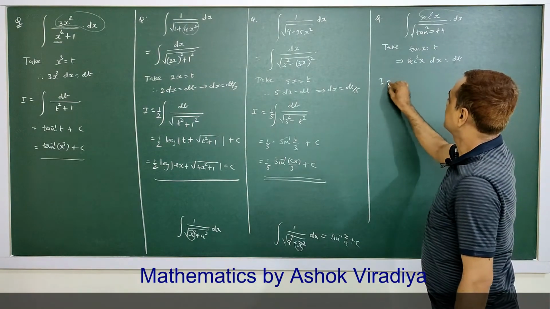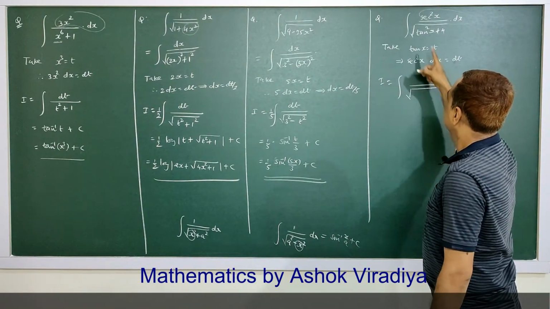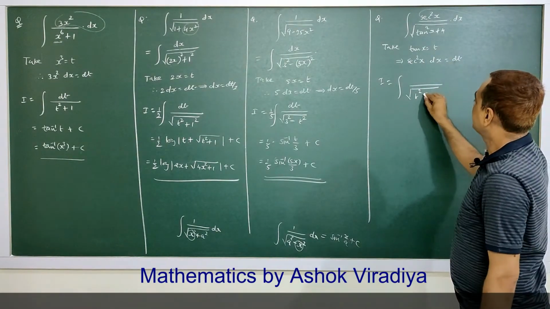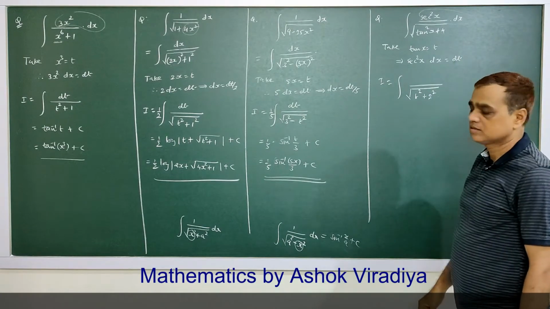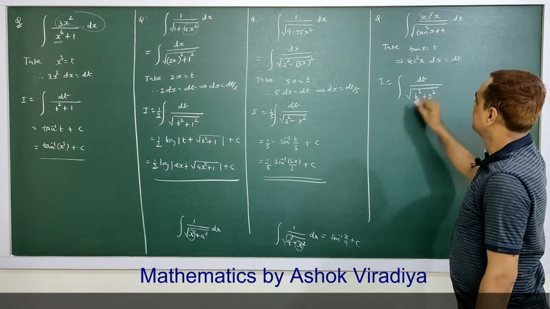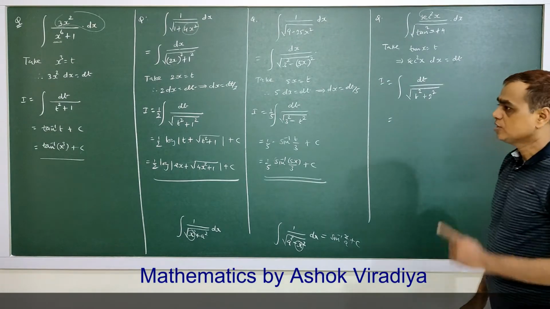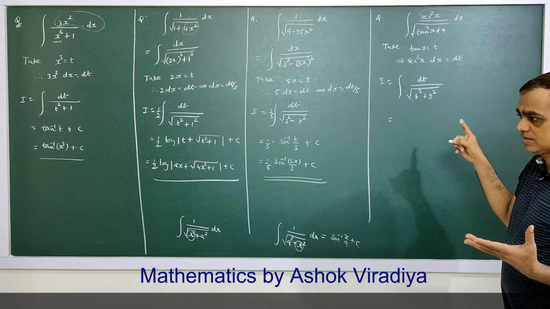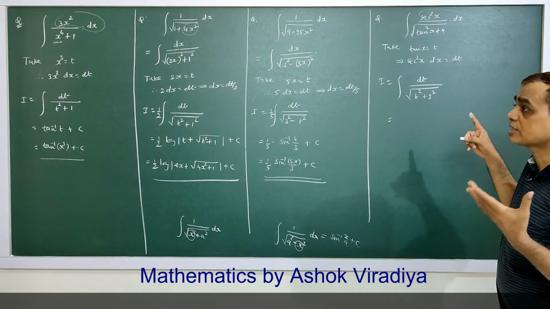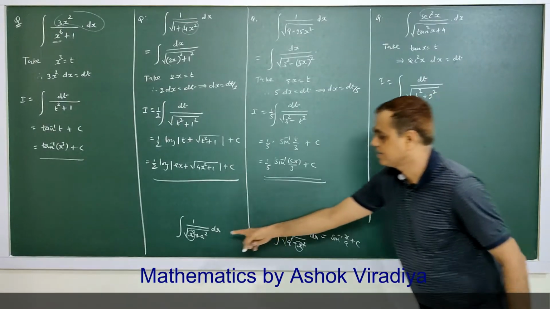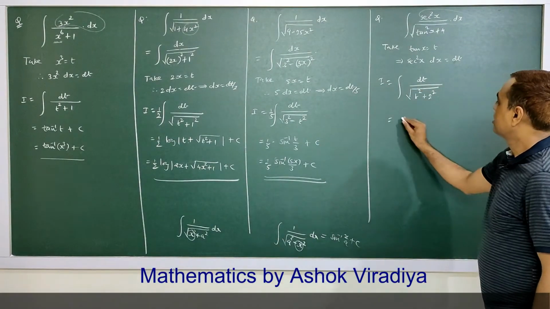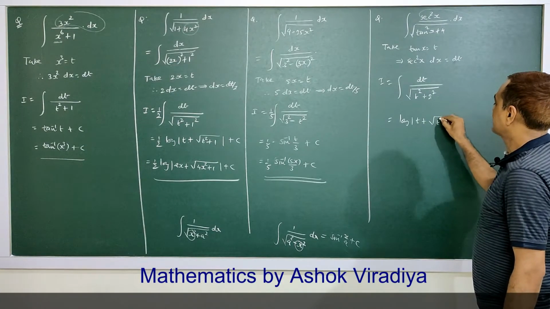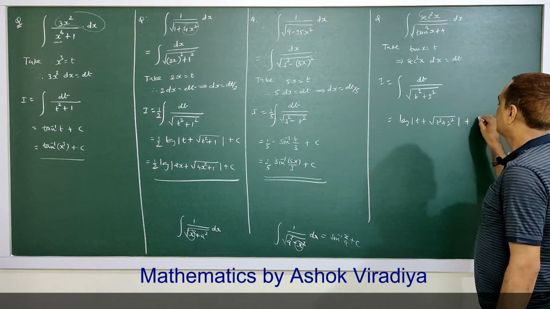So the integral is, tan x is t, 4 we keep as 2 square, and sec square x dx is dt. So it is 1 upon root x square plus a square, this formula. So it is log mod x plus root x square plus a square plus c.